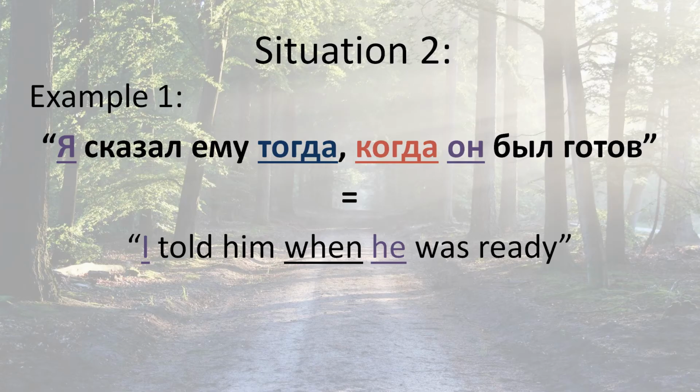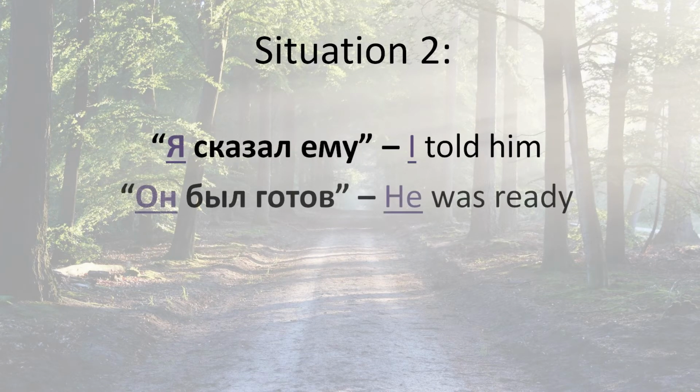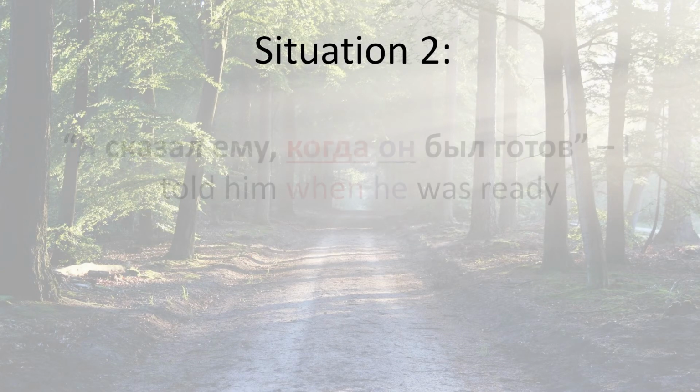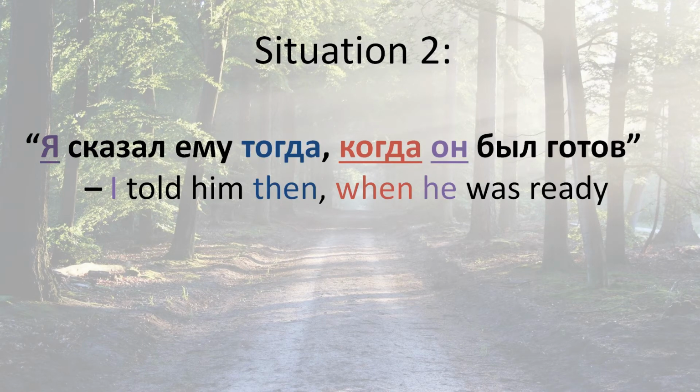This is a little complicated, so let me break this down. So first we have Я сказал ему, I told him, and then он был готов, he was ready. These are two separate clauses, and we want to link these with когда, when. Now we can't just write Я сказал ему, когда он был готов, I told him when he was ready. Even though this makes sense in English, we have to add then and say I told him then when he was ready, even though this sounds very strange.